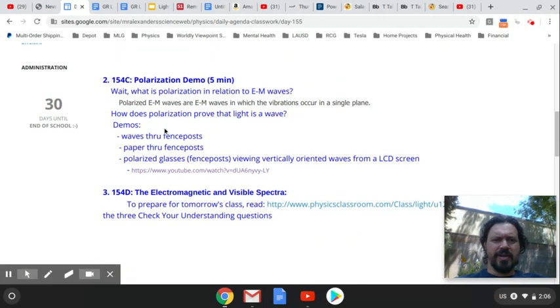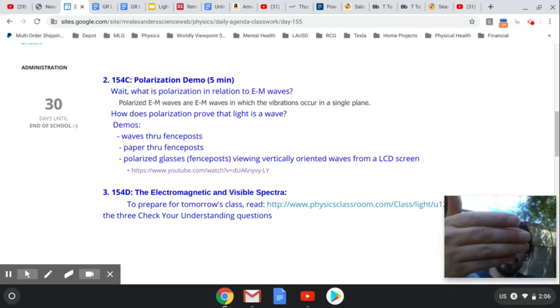So we just talked about polarization. How does it prove that light is a wave? Well, waves oscillate, right? They go up and down. And so if you can block light with a filter that filters oscillations, right, that only allows them to be vertical or only allows them to be horizontal, then that's proof that light is a wave.